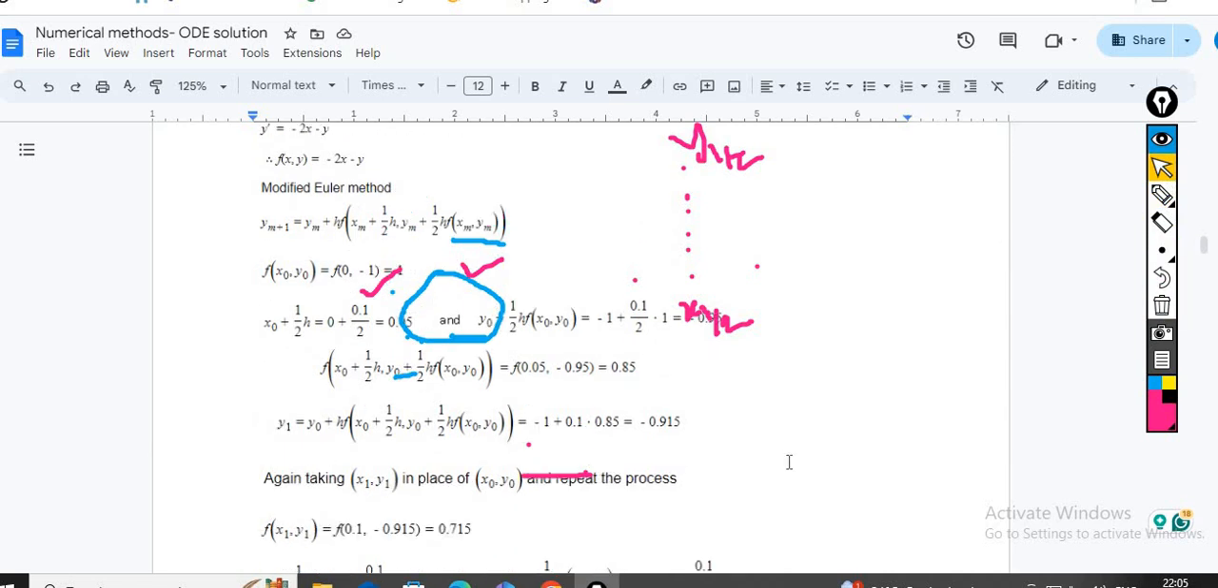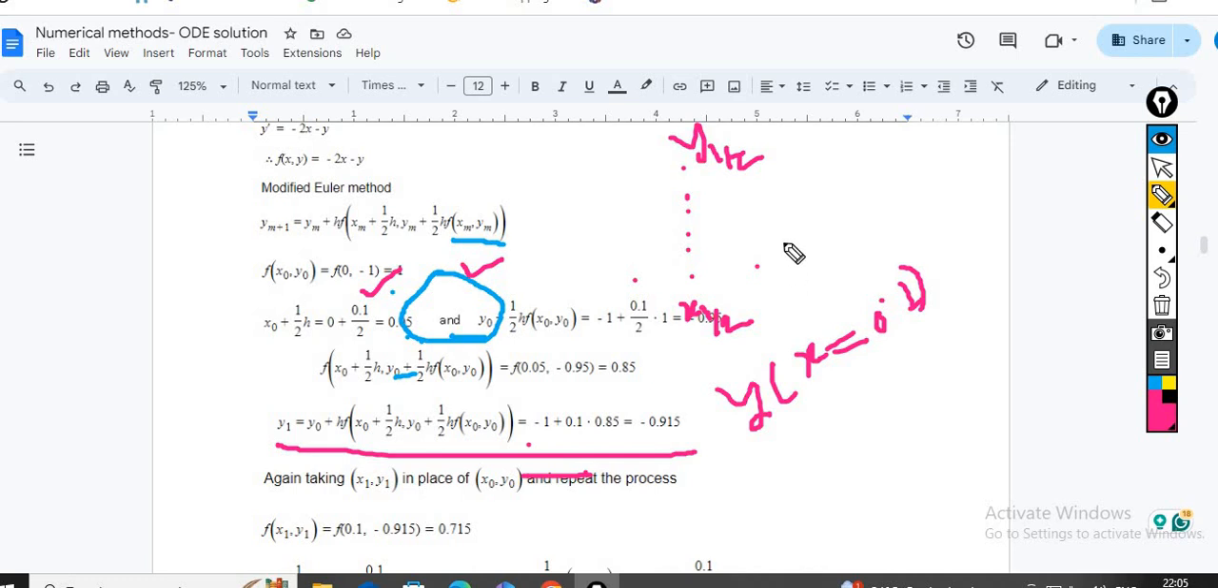When you have this, put it back in this equation. So now this gives you the information about y1. So what is y1? Y1 is at x equal to 0.1. x starts from 0. The first value of x is 0, and this particular gap is h, and this is x1. x1 is 0.1.